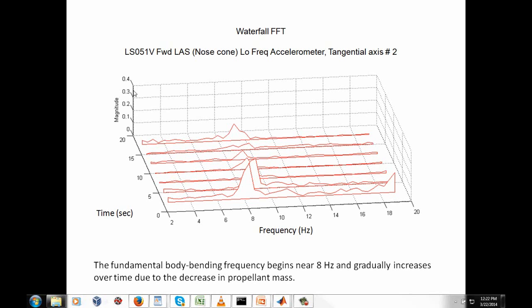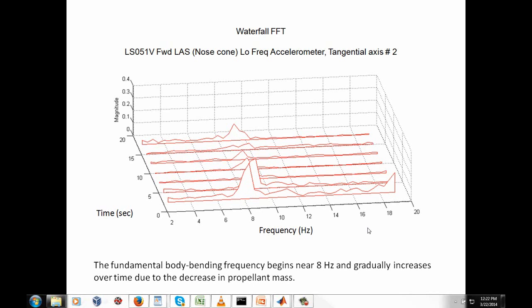If we need the absolute magnitude, we can get that other ways, just by looking in the time domain, for example. We've got time in seconds, frequency in hertz. And for this vehicle, the fundamental body bending frequency, which we are concerned about for guidance and control purposes, is at 8 hertz, and then it gradually increases over time as the propellant mass is expelled. So we sort of see that effect with that series of peaks.